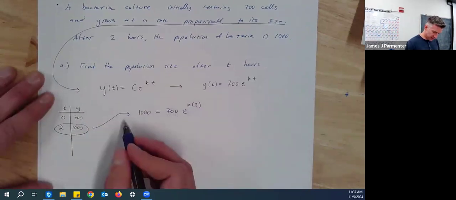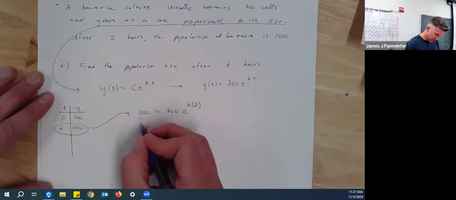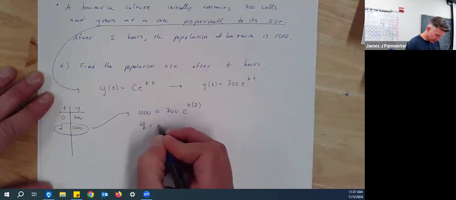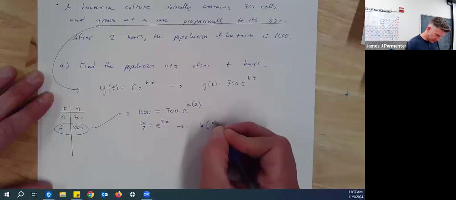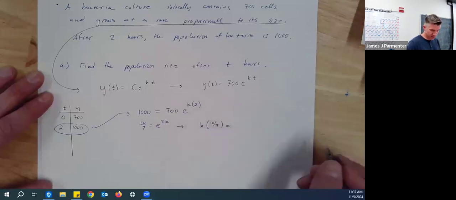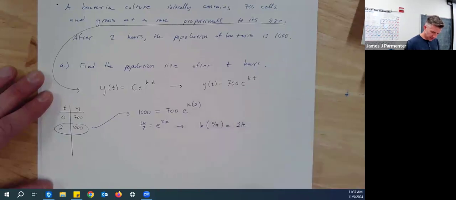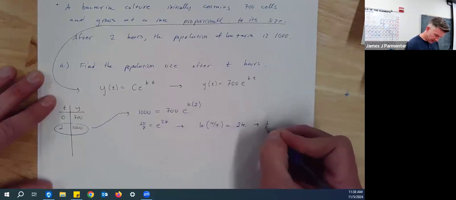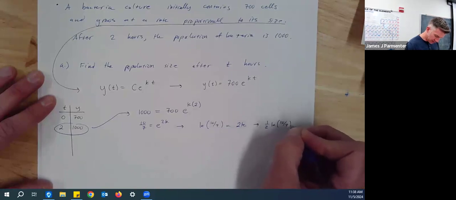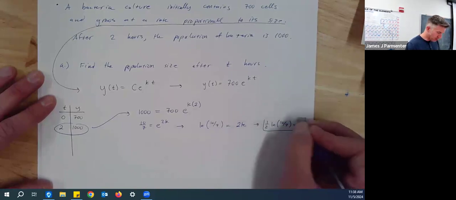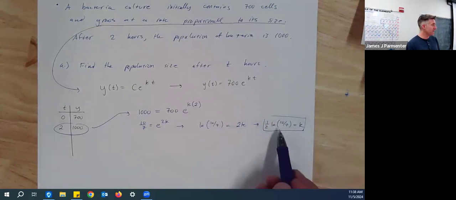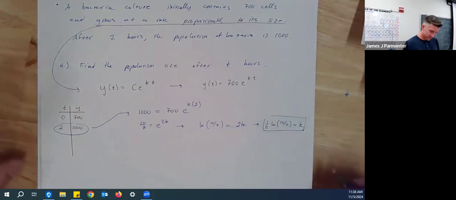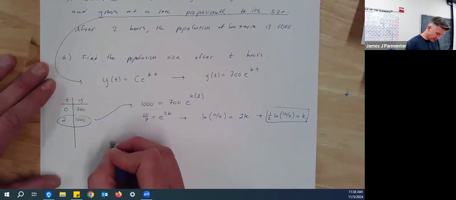We divide both sides by the coefficient, so we have 10 over 7 equal to e to the 2k. Take the natural log of both sides. The natural log of 10/7 equals the natural log of e to the 2k, which is just 2k. And finally, 1/2 natural log of 10/7 is equal to k. So there's our relative growth rate. Some positive number, by the way, because the natural log of 10/7 is certainly positive.